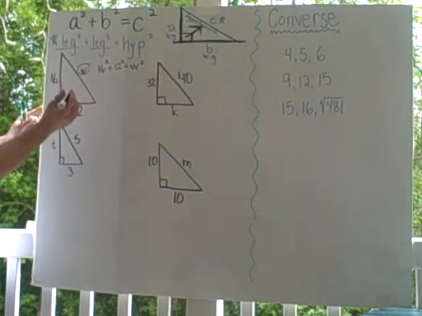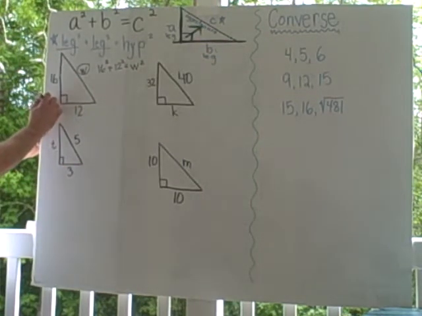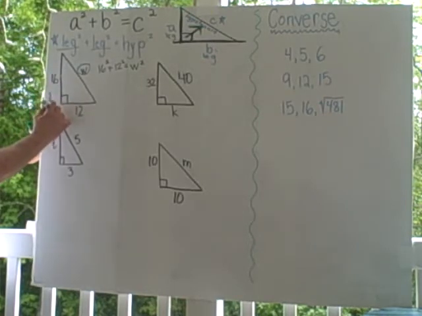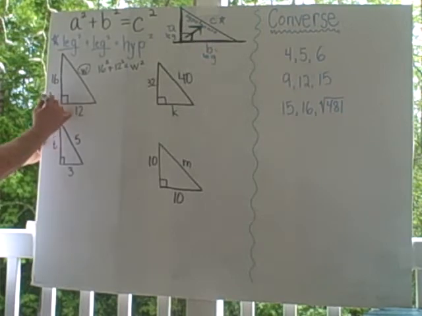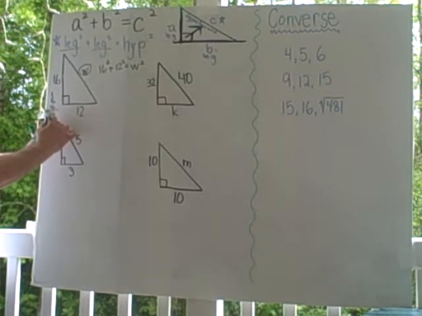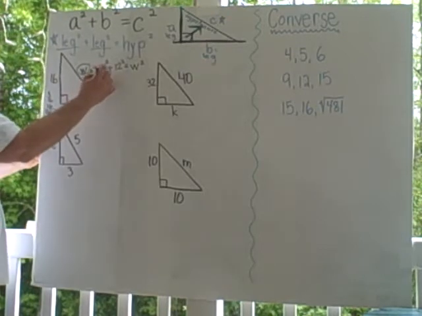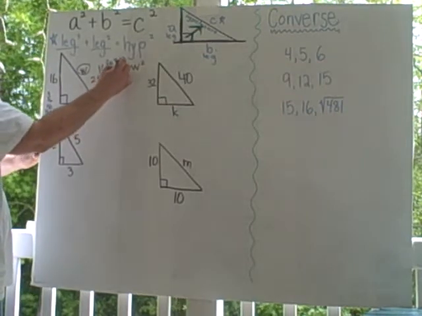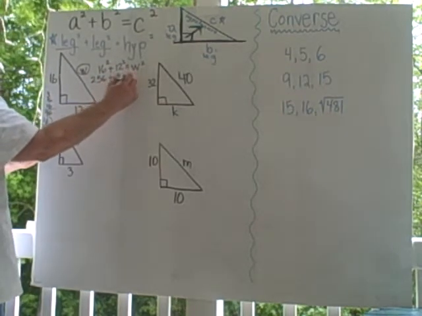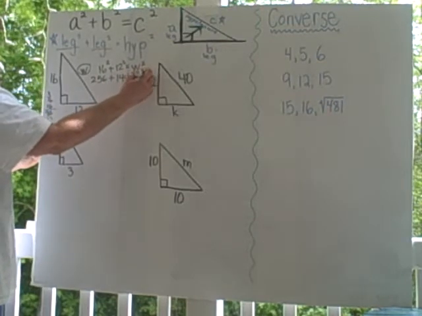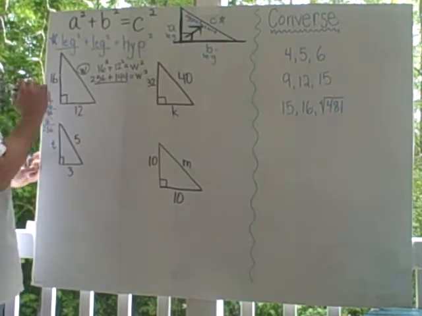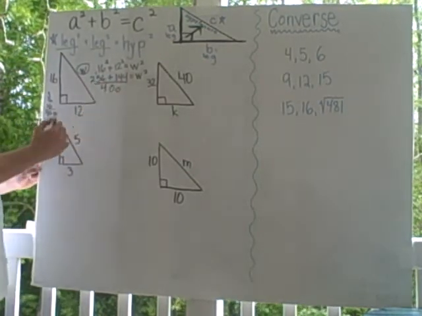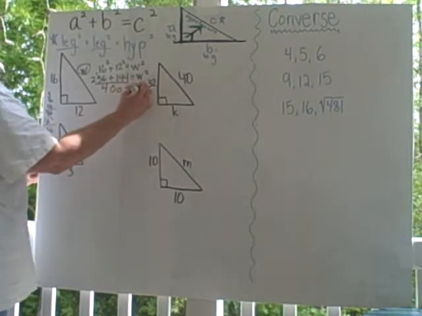Now with 16 squared, let's figure it out. 16 times 16 is 256, plus 12 times 12 is 144, and that's going to equal W to the second power. I then add those two things together. That becomes 400, which equals W squared.